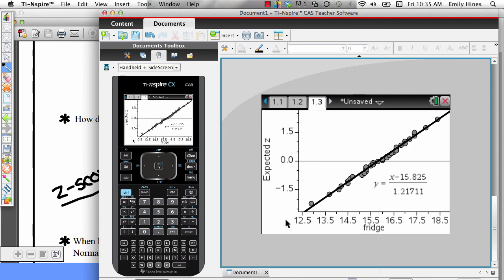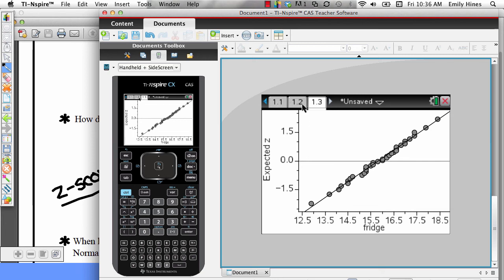See how it gave me z-scores on the y-axis, expected z's, and fridge values on the x-axis. Notice how these form a pretty straight line. That's what we're looking for in a normal probability plot. If it is roughly linear, then your data is approximately normal. And look, it even gave you the formula for calculating the y values, which in this case are the z-scores. So if these are approximately normal, then these are in a rough line.